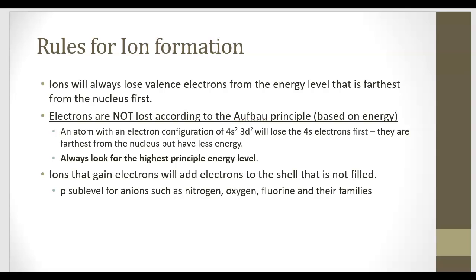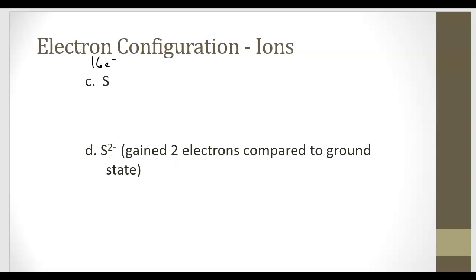It follows the idea that 4s, for example, would be further away than 3d, and so those electrons will be lost first. Ions that gain electrons will add the electrons to the shell that isn't filled, so it will be adding electrons to the p sublevel. Let's go ahead and do an example together. So let's look at sulfur, which has 16 electrons.